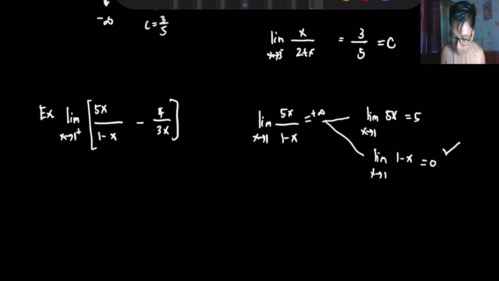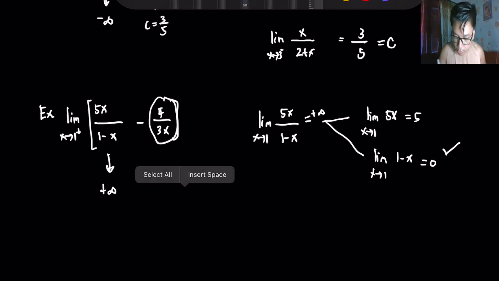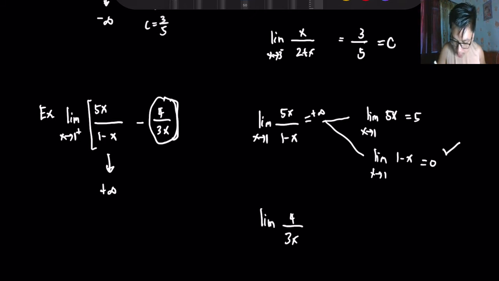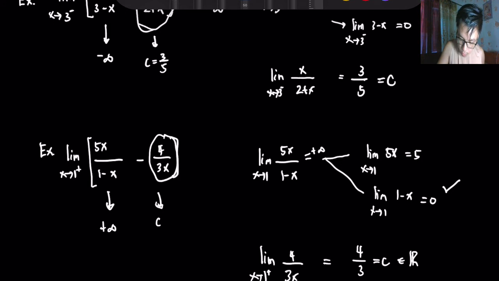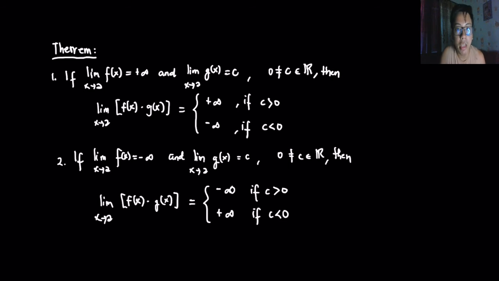Okay, and so this is positive infinity, but we will double check first if the limit here is a constant real number. So let's check the limit of 4 over 3x as x approaches 1 from the right. So this is 4 over 3. So this is constant. And so according to theorem number 1, this is equivalent to positive infinity. That's it. Okay, so we have now the last theorem for this discussion of the topic. It says here, these theorems focus on the multiplication of the functions.